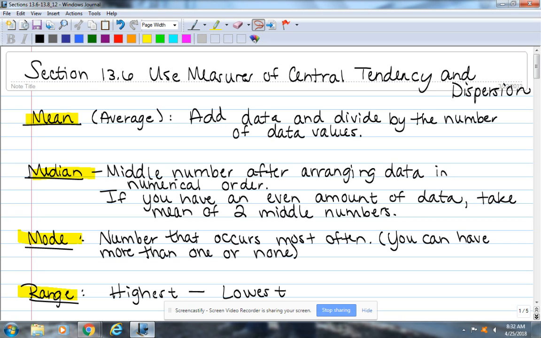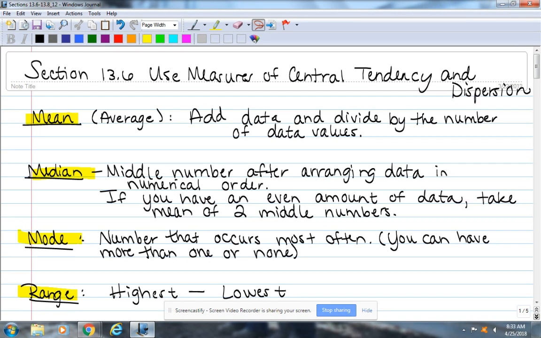So y'all know that mean means average, right? And how do you get an average? Right, you add all your data and you divide it by the number of values that you have in your data. What does median mean? Right, you got to put everything from least to greatest, right? That's important. You got to put it from least to greatest. And it's the number in the middle. That's if you have an odd amount of data. What do you have to do if you have an even amount of data? You take the average of the two in the middle, right?